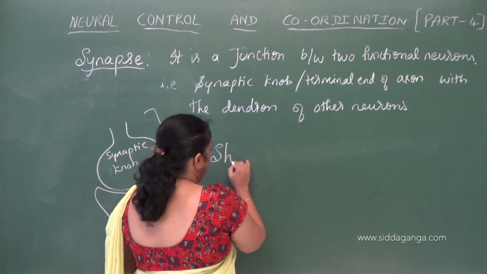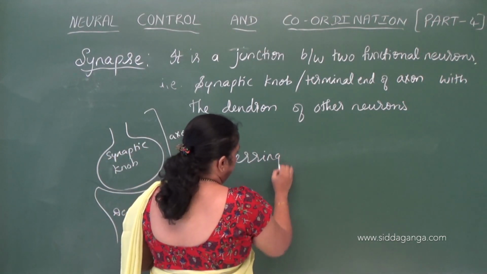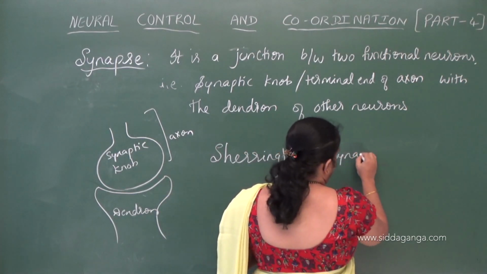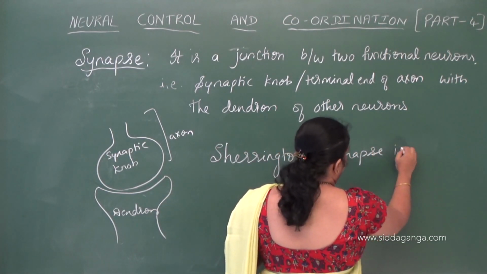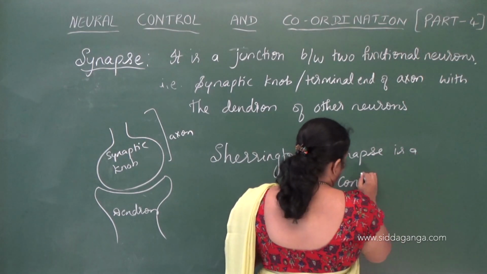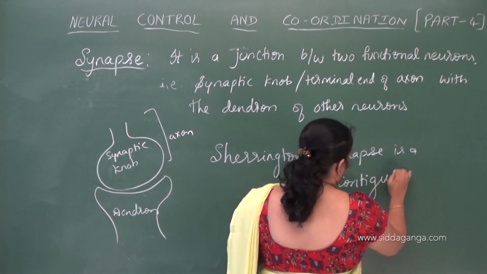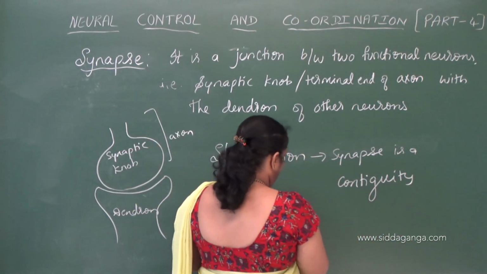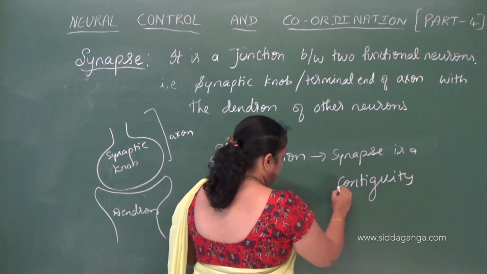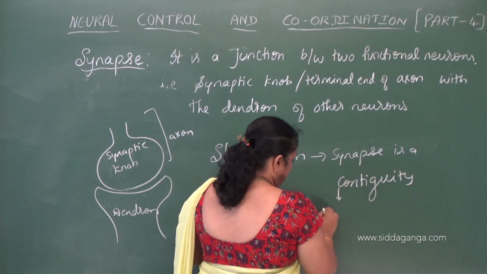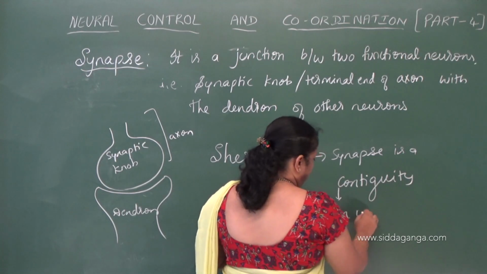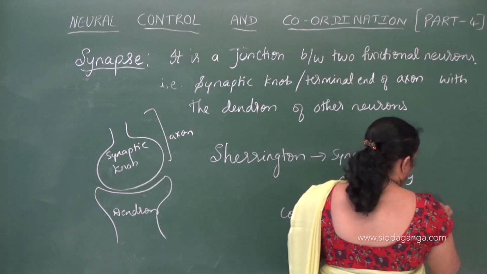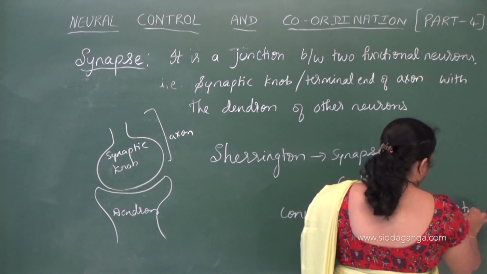Sherrington described synapse as a contiguity. What is contiguity? It is nothing but connection without continuation.